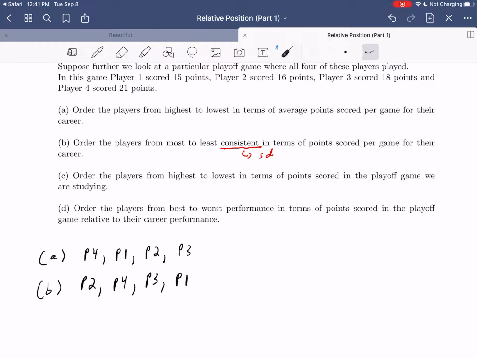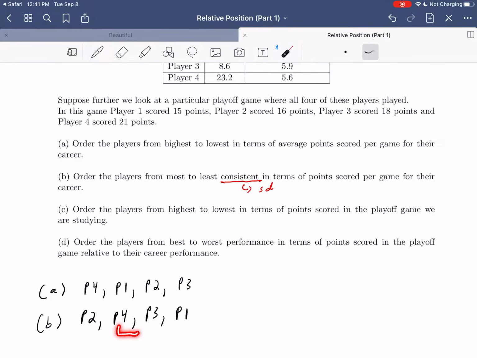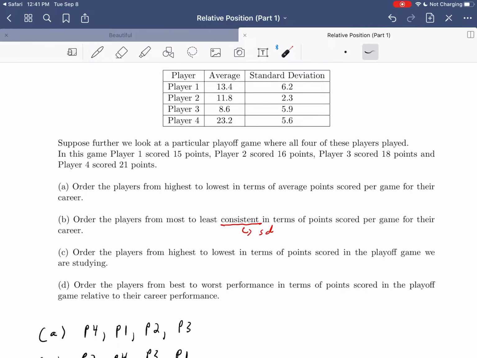So most consistent was player 2, right? Doesn't mean that they necessarily scored the most points. In fact, it basically means that they were usually very close to their average of 11.8 because their standard deviation was quite small. And then player 4, player 3, and player 1 were all less consistent, with player 1 being the most sort of inconsistent, meaning that they were sometimes probably very much less than their average, and sometimes they might have been a lot higher than their average. Again, nothing good or bad intrinsically about being inconsistent, but it is an important piece of information we can get from their career stats here.